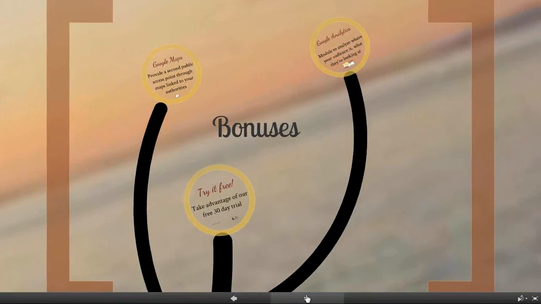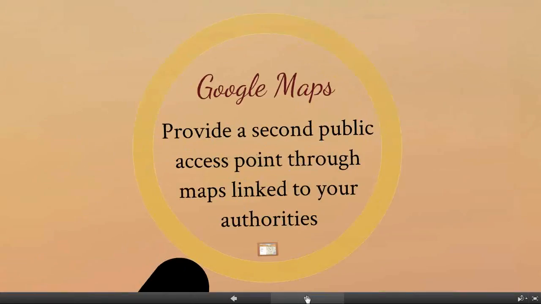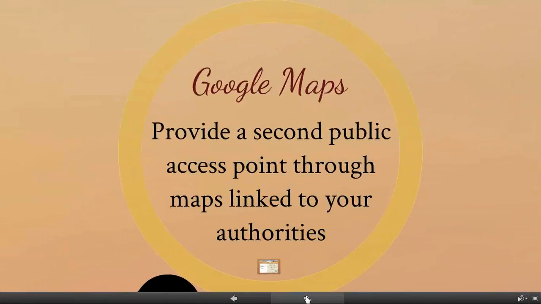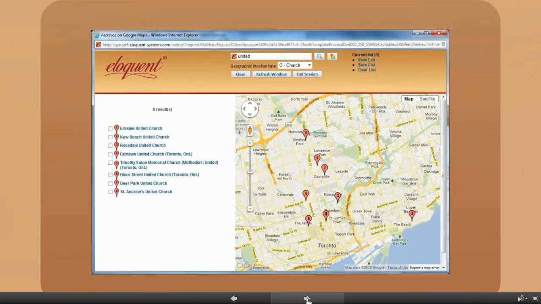Eloquent offers other modules that enhance your user's experience and help you understand their behavior. A Google Maps mashup comes free as part of our software package. You link your authorities to a geographical location, and maps will display with your descriptions. We have a separate Google Maps module that provides a second access point to your authorities.